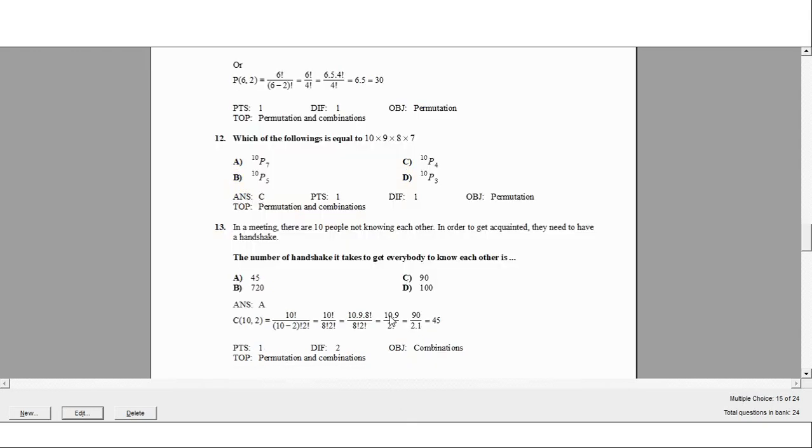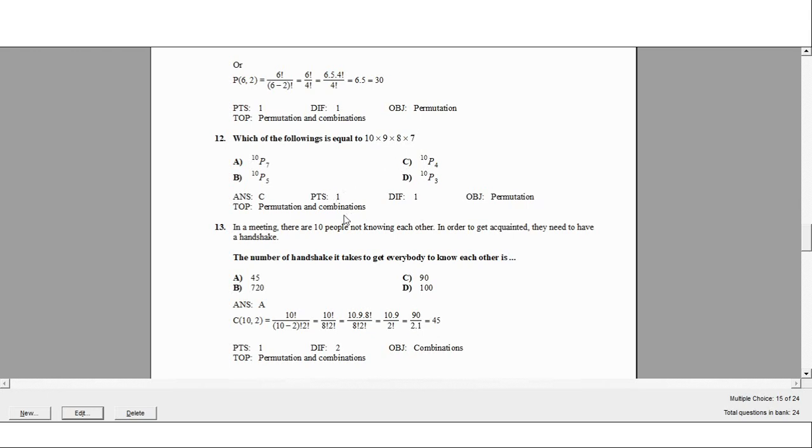Number 12. Which of the following is equal to 10 times 9 times 8 times 7, in terms of permutation, because the options are permutations here, right? To answer, it's very simple. You just see here it starts at 10, right? And then we count here 1, 2, 3, 4, so it's only 4 factors. So it's the permutation of 4 from 10. So it's C, the answer.